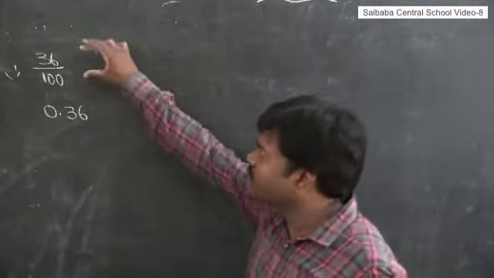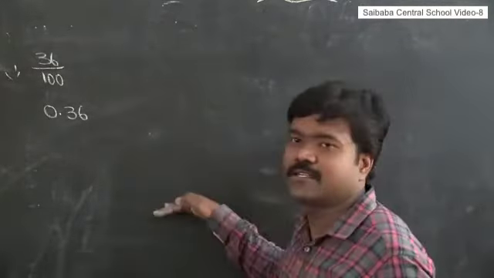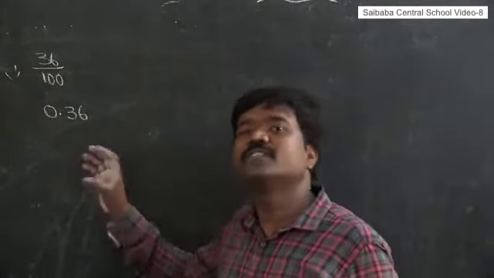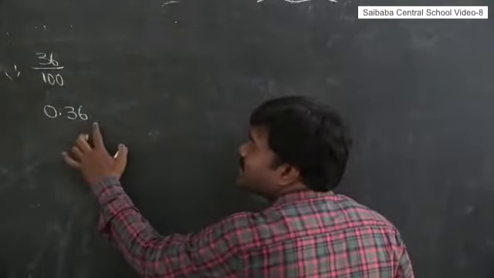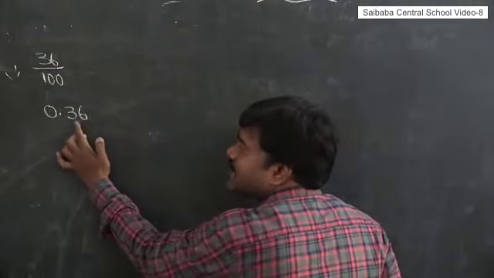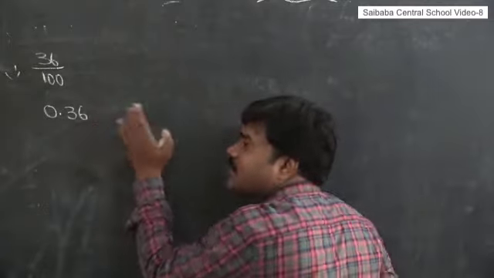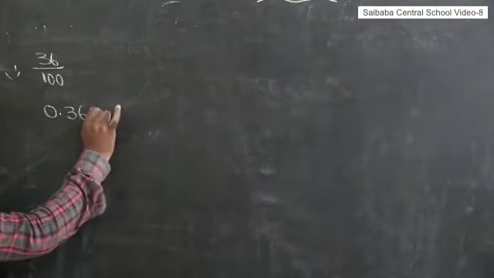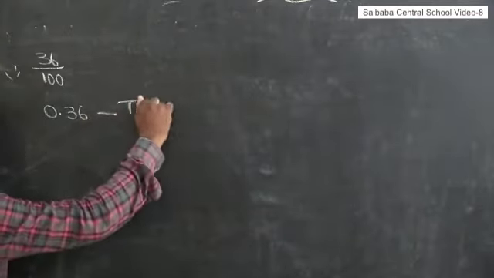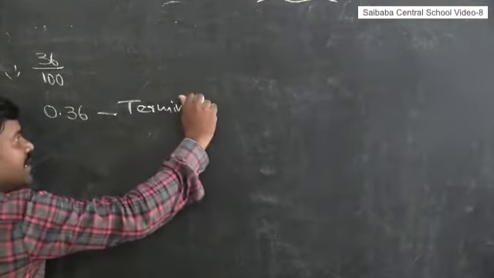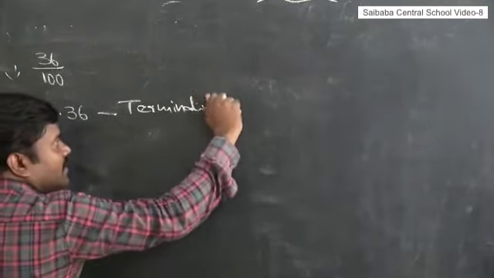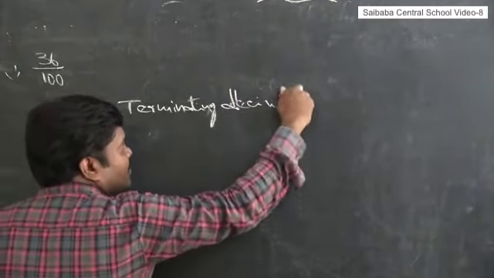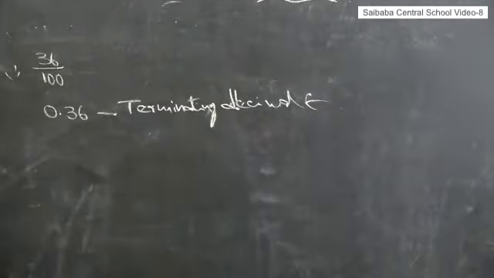Without doing division, we can write it directly. Otherwise, if we can't say directly, do normal division and write the answer in decimal form. Now, what type of decimal expansion is it? The decimal expansion has one end point, 0.36. Then this is a terminating decimal expansion. This is the first question.